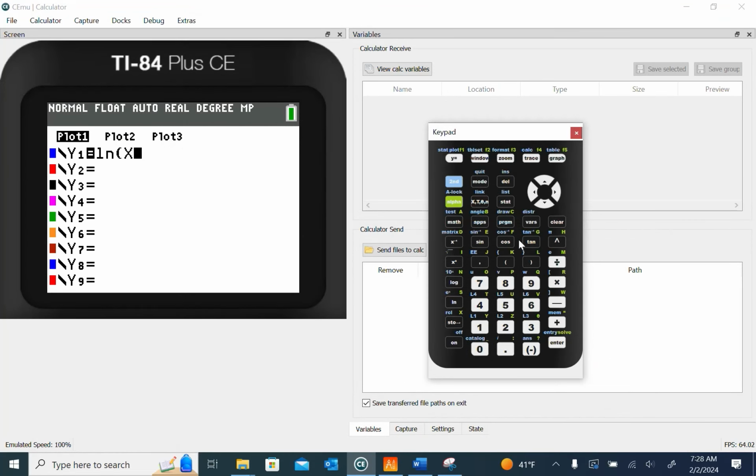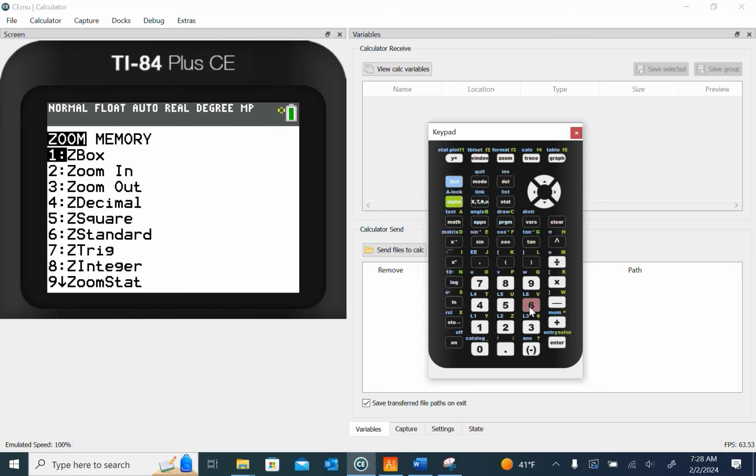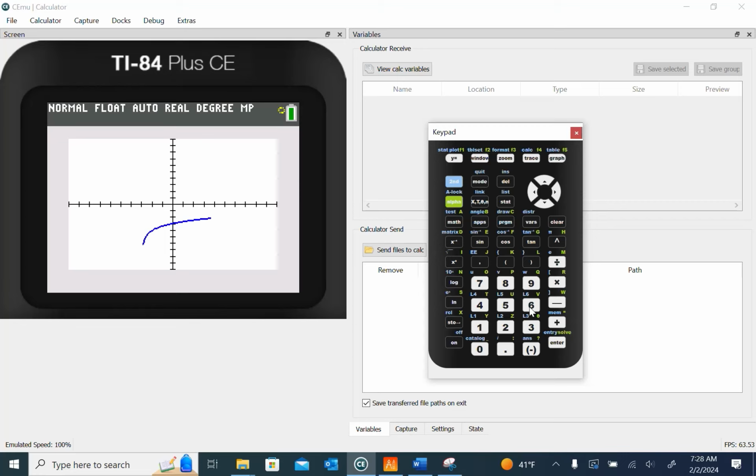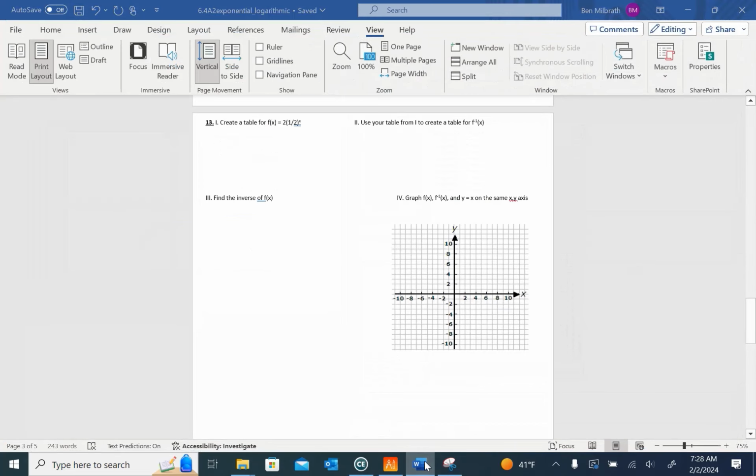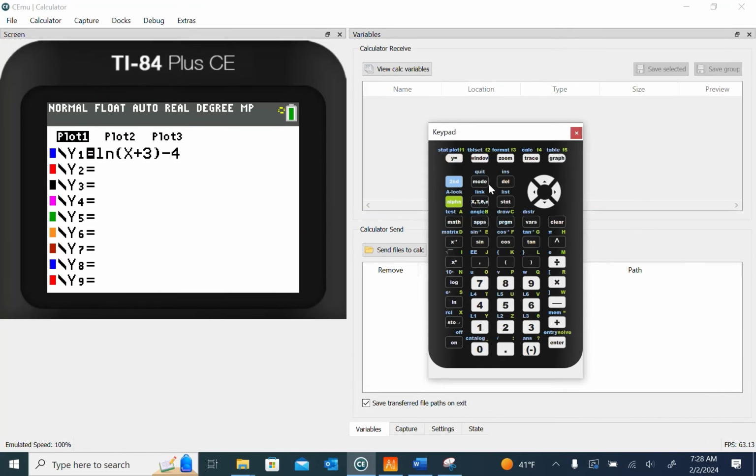ln x plus 3. Zoom, oops, I forgot something, -4. Zoom, 6. Now, your TI-84 does not graph properly. It does not do it. It doesn't happen. Oh, I forgot the negative symbol, didn't I? That's why it doesn't look right.